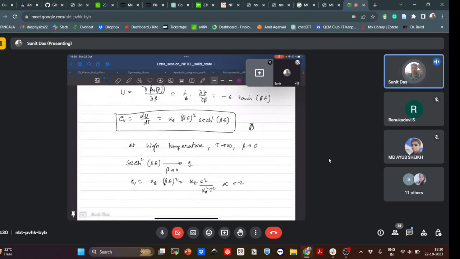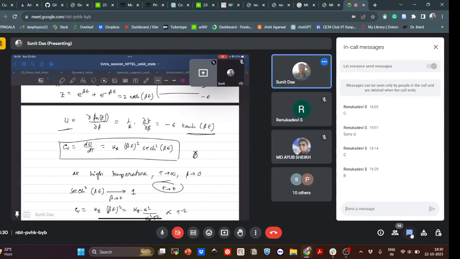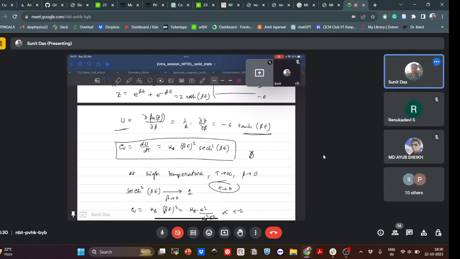In fact, sometimes we may also be asked to just find the internal energy at an arbitrary temperature, or in some other limit. So this was for T tending to infinity. There may be a question for T tending to 0. Okay, so next question.